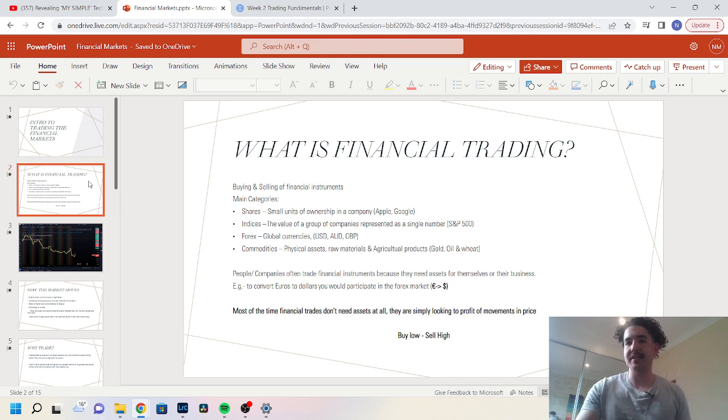Any ASX listed company, that would be for Australia, you guys can jump on and trade. There's also indices. Indices is a group of companies that represent just a single number. This would be maybe for the S&P 500. That would be the top 500 companies in the US. So that just gives an average amount that all the companies are performing at, and it gives people an overview of how the market's trending depending on the top 500 companies.